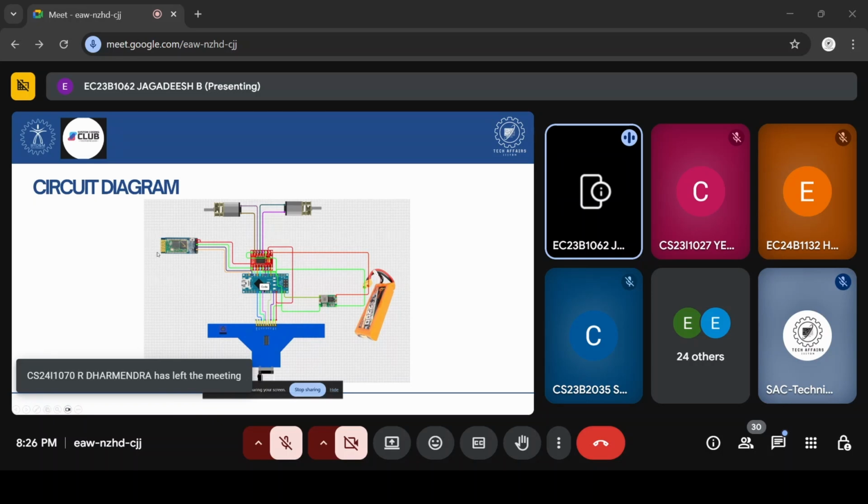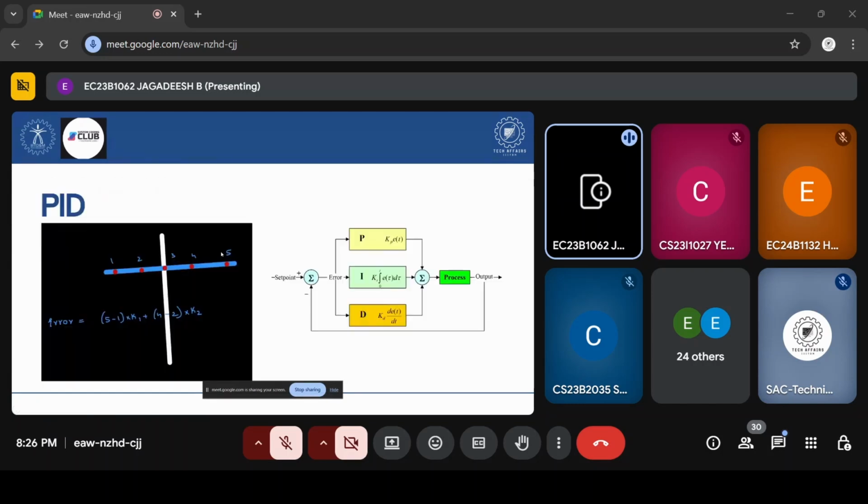We are using a Bluetooth module because for PID we need to change constants, so it will be really helpful at the end. I'll show you afterwards. Okay, so what is PID?